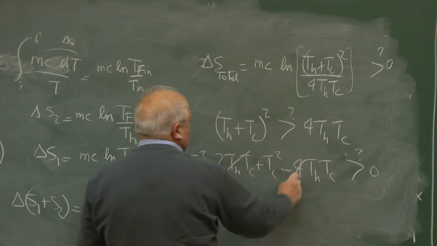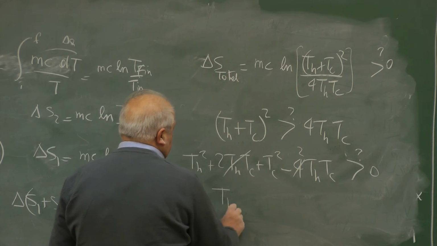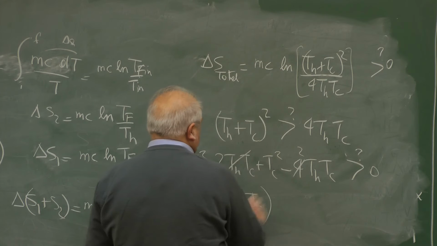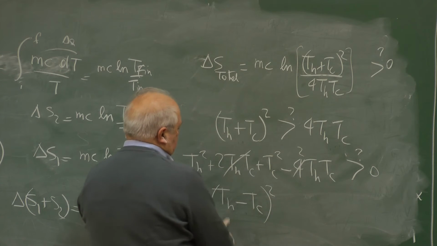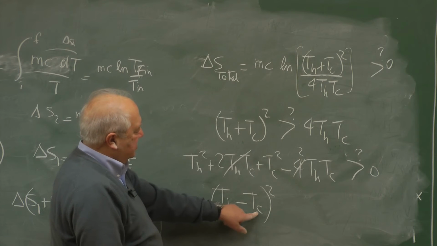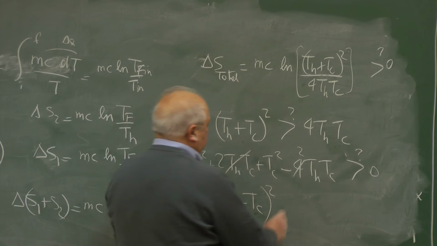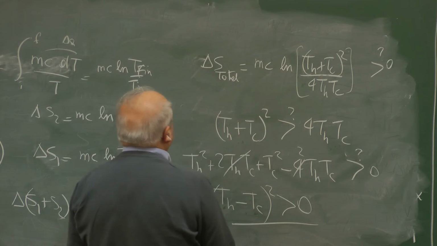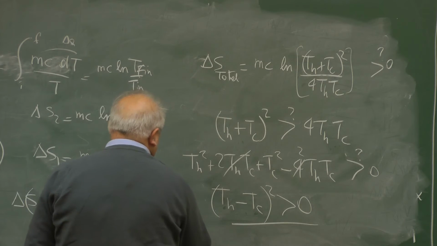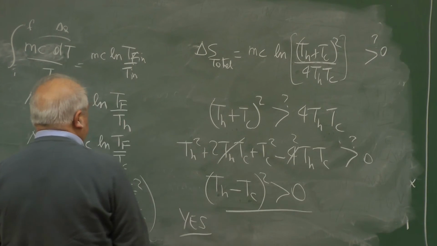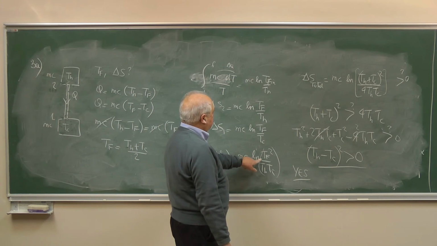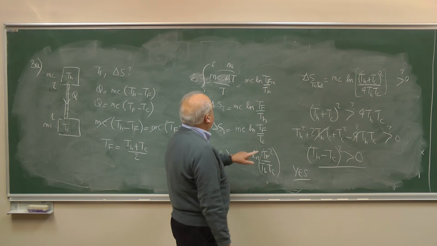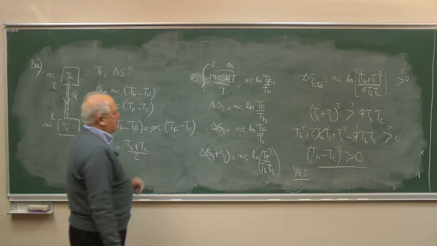So this knocks it out, minus 2. Now you see that this is (TH minus TC) squared. Since hot temperature was larger than cold temperature, and we are taking the square, this is definitely larger than zero. And the answer to that is yes. Entropy has increased by this amount, and it was an increase with TF being the arithmetic mean of these temperatures.